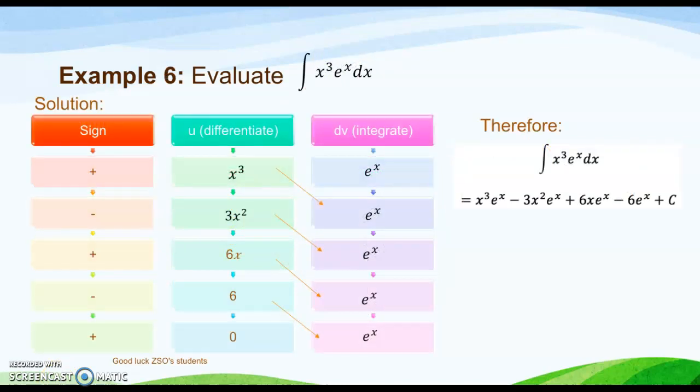So evaluate the integral of x to the power of 3 multiplied with e to the power of x. Using LIATE, this is algebra, this is exponent. So algebra comes first. x cubed differentiates to be 3x squared, then 6x, then 6, then 0. e to the power of x integrates to e to the power of x, all e^x. So positive x cubed e^x minus 3x squared e^x plus 6x e^x minus 6 e^x plus c.